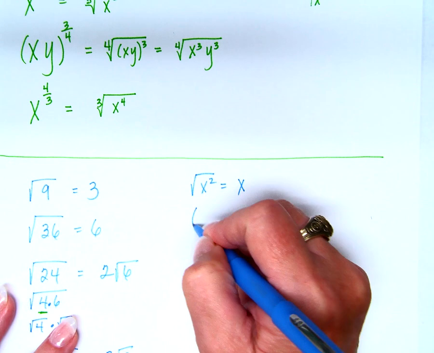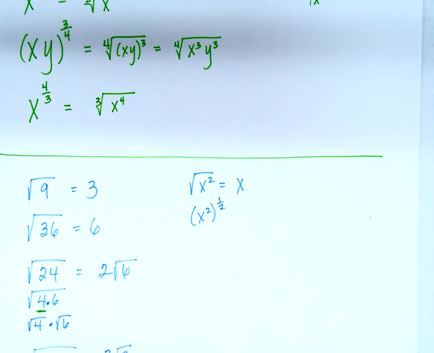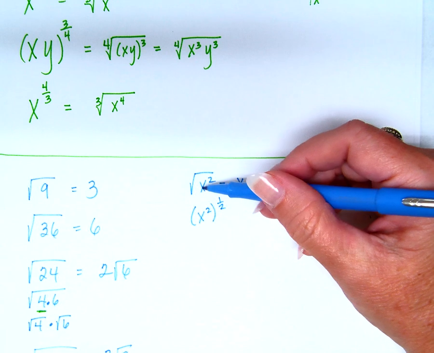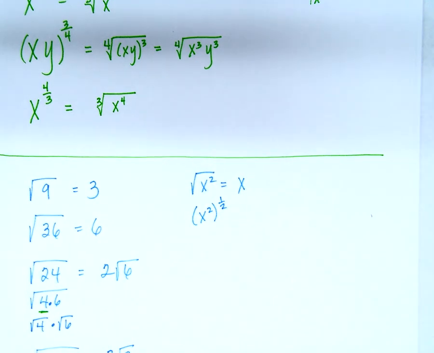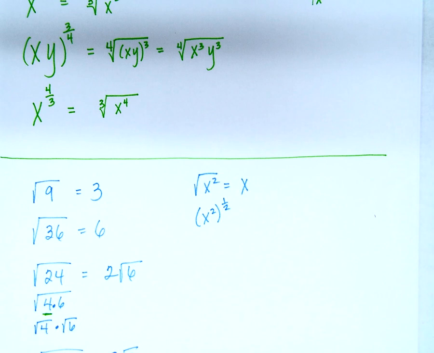So isn't this the same thing? X squared to the 1/2 power, isn't that the same as the square root of x squared? What do I do with a power raised to a power? What does my exponent foldable say I'm supposed to do?